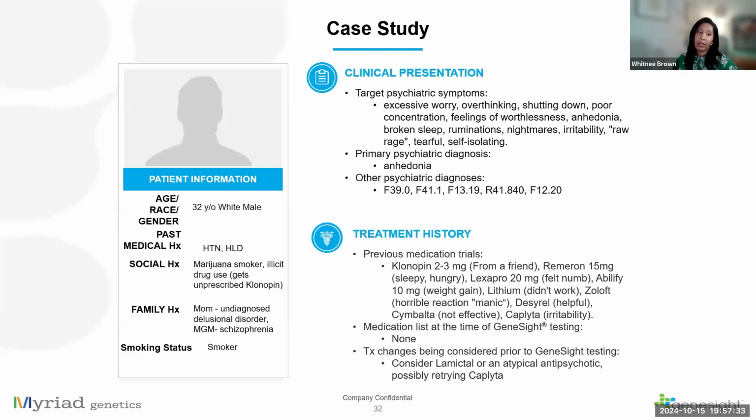The patient experienced excessive worry. He had overthinking. He was shutting down consistently in the appointment. He cried. He essentially had reported broken sleep and racing thoughts and ruminations and feelings of worthlessness. The patient was also having nightmares, and he expressed that he had experienced raw rage.